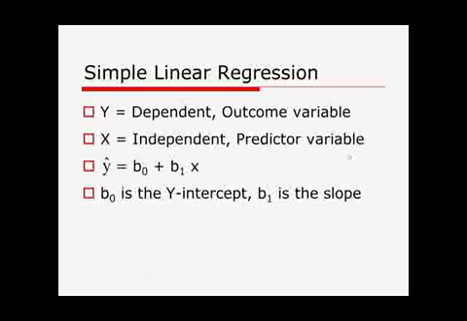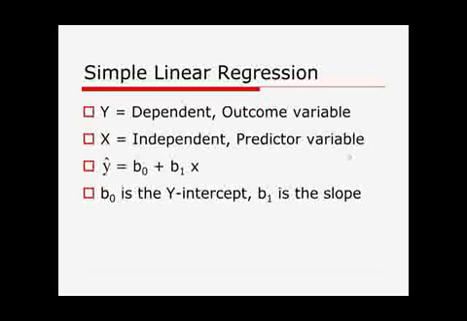Now, in regression analysis, we take our variables. Again, y is the dependent or outcome variable, x is the independent or predictor, and we come up with the equation of a line. And y with a little hat over it just stands for the predicted value of y. And we relate x to y with the equation where b0 is the y-intercept and b1 is the slope. And the way you interpret those is this.